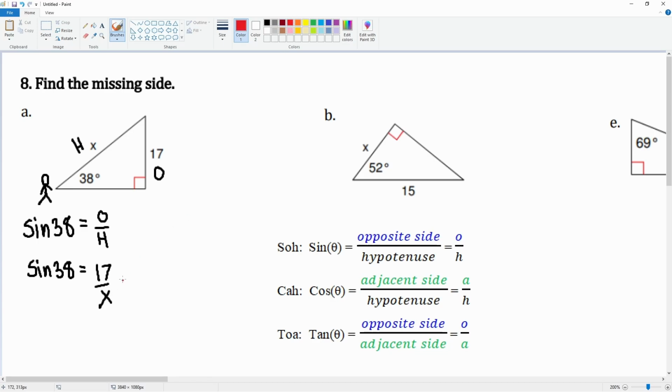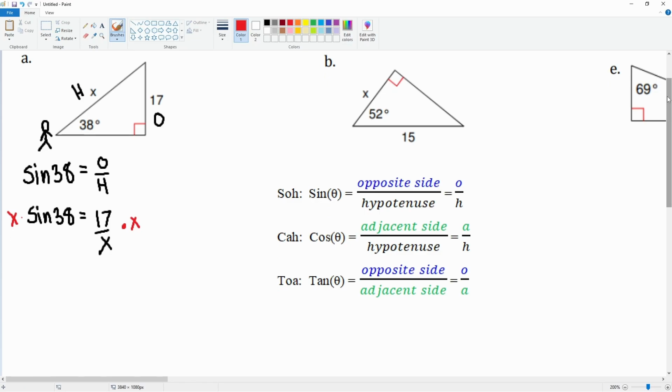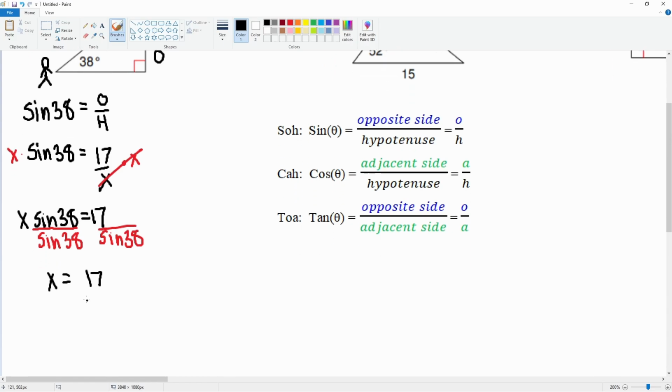To solve for x, we have to multiply x to both sides. Then this is going to get the x's to cancel. I have x sine of 38 equals 17. Then I have to divide by sine 38 on both sides. This now gets us x is equal to 17 divided by sine of 38. And I can just plug that into a calculator.